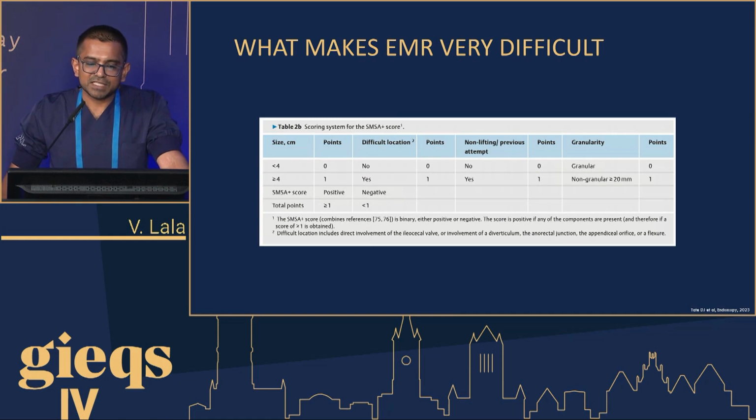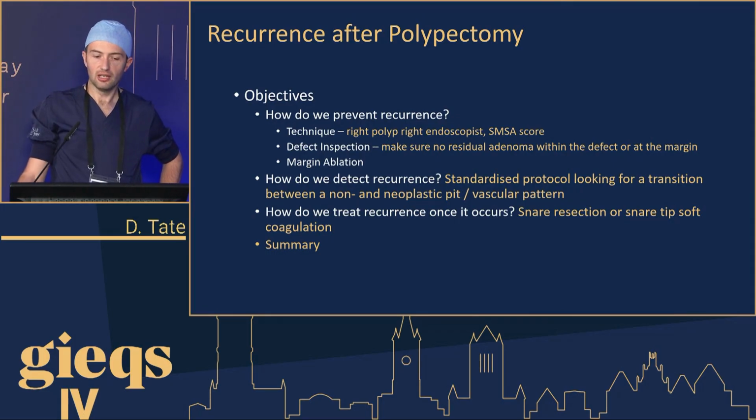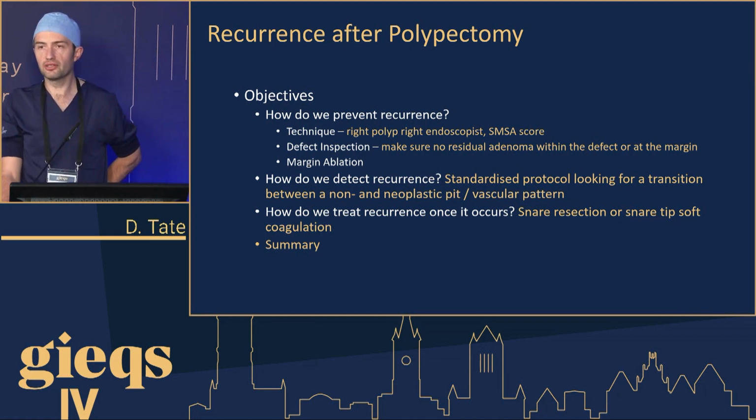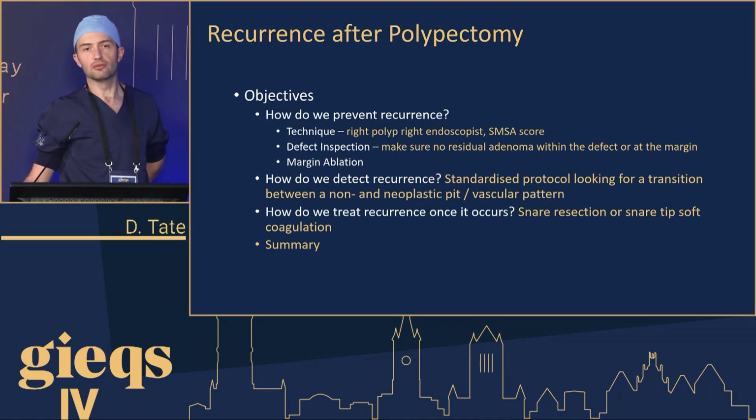There is then the SMSA plus score. So to summarize, how do we prevent recurrence? Well, we try to prevent it happening. Right polyp, right endoscopist, SMSA score. As Vikash said, make sure no residual adenoma within the defect or the margin. Do margin ablation to all polyps over 20 millimeters in size in 2023.